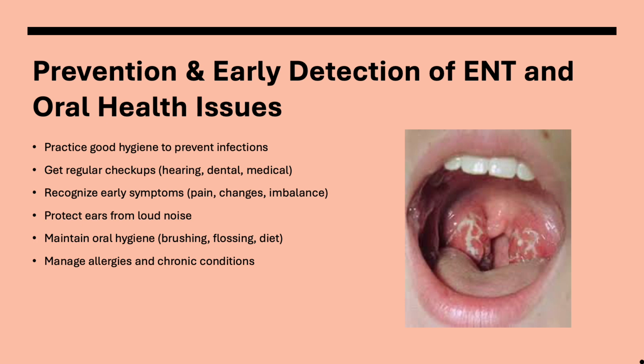Maintaining oral health involves brushing teeth twice a day with fluoride toothpaste, flossing daily, eating a balanced diet low in sugar, and visiting a dentist regularly for cleanings and exams. Early signs of oral health issues include bleeding gums, tooth pain, or sores that do not heal. Preventative care reduces the risk of cavities, gum disease, and systemic health problems.